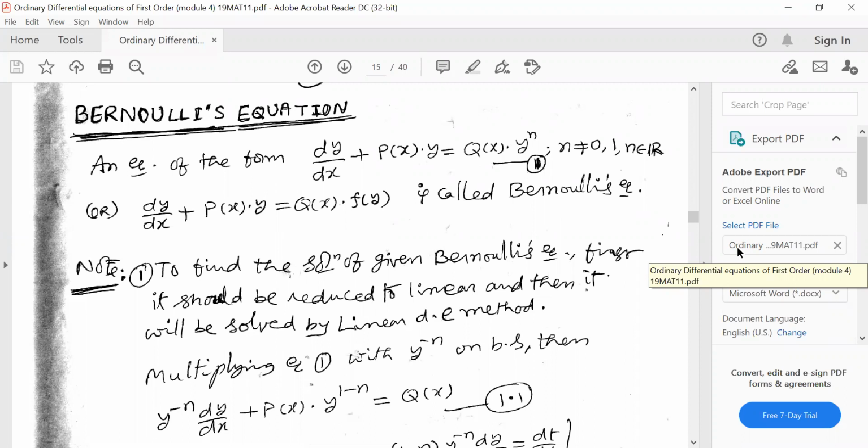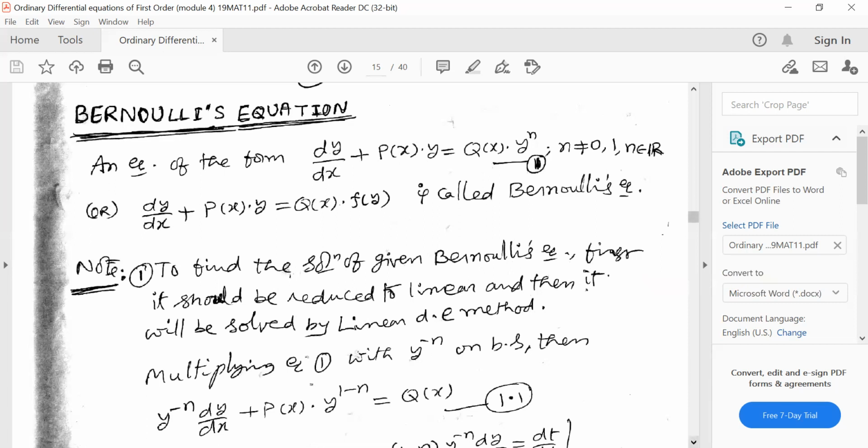Sometimes, suppose you are seeing a format called dy by dx plus p of x into y equals q of x, till there it will be same as linear. But into y power n is also present on the right hand side, where n is not equal to 0 and 1. Then we call this particular type Bernoulli's equation, or it is also called a non-linear equation, because this is not the form of linearity. It is something extra other than linearity.